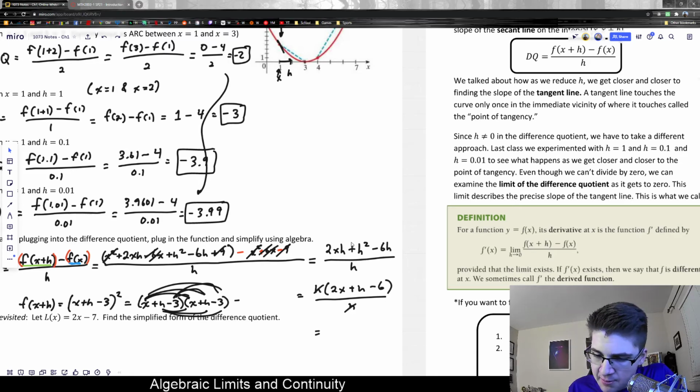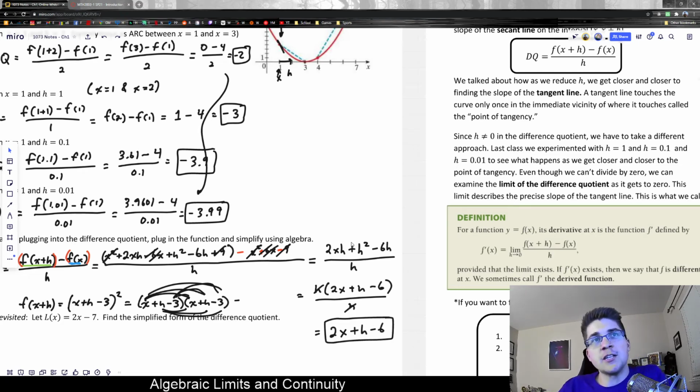So anyways, what that leaves me with is 2x plus h minus 6. And that is as simple as we can get for our difference quotient. Or another way of approaching this is you could just divide each by h, because 2xh divided by h, this h would cancel. h squared over h would leave me with h, and negative 6h divided by h would just leave me with minus 6.